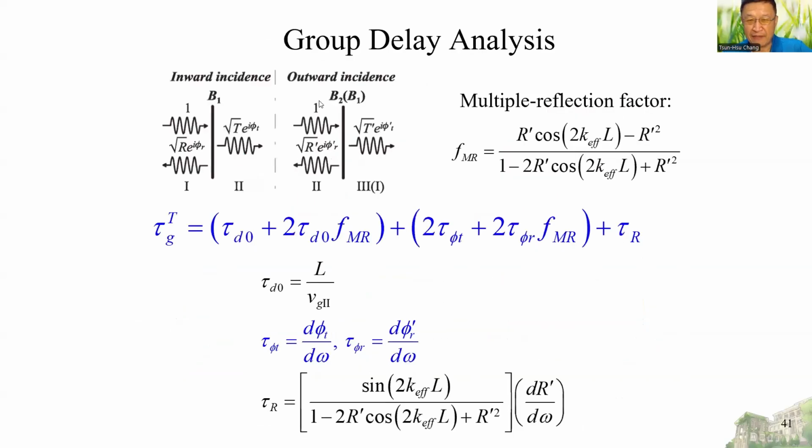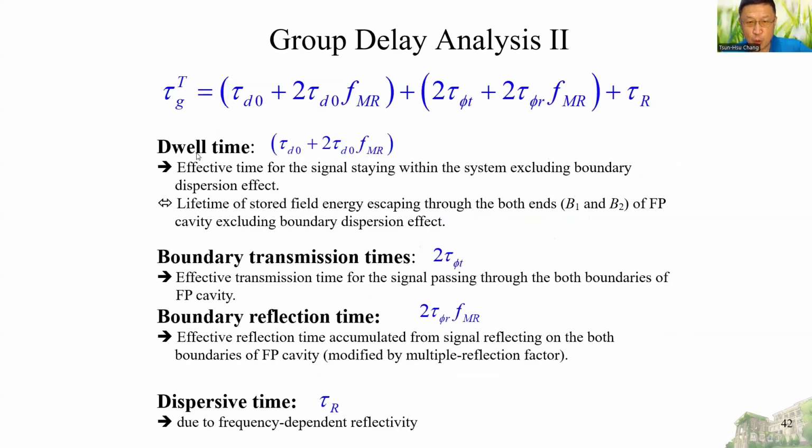After analyzing the transmission and reflection, we can decompose the group delay into several parts. I will define all the equations. The first one is dwell time. This is the effective time for the signal standing within the system, excluding boundary dispersive effect. Dwell time is the lifetime of stored wave energy escaping through both ends of the Fabry-Perot cavity, including the boundary dispersive time. And this is multiple reflection.